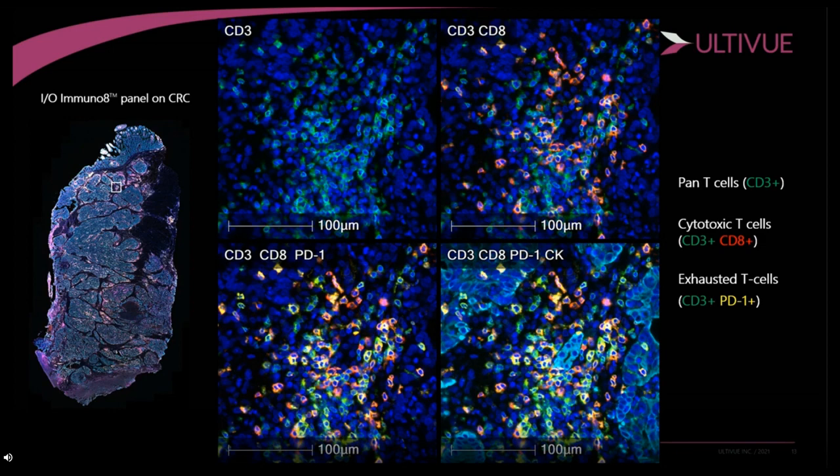In this specific case, for example, I have highlighted the cytotoxic T cells identified by the combination of CD3 in green and CD8 in red, but I have also added on top of it the PD-1 in yellow that allows the identification of exhausted T cells. And in this case, you can see that most of them are CD8 PD-1 expressing cells. Again, the cytokeratin addition to be able to look at the localization of the different phenotypes, and as you can see, there are multiple PD-1 positive cells that are located within the tumor nests.